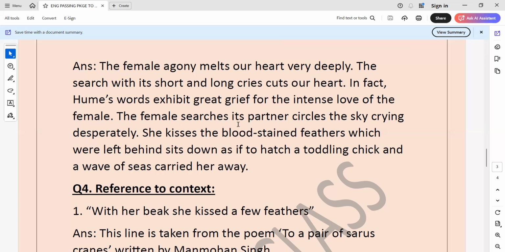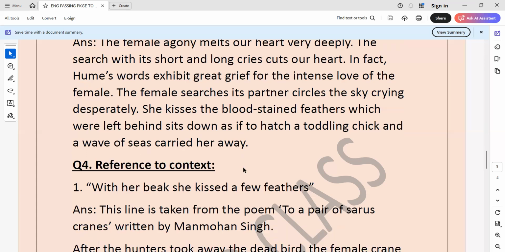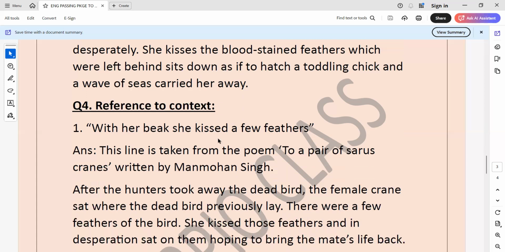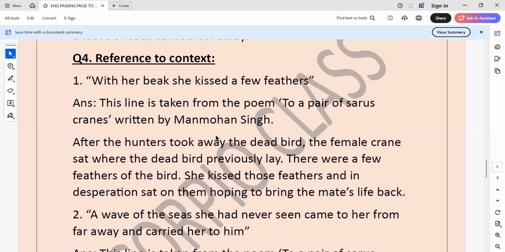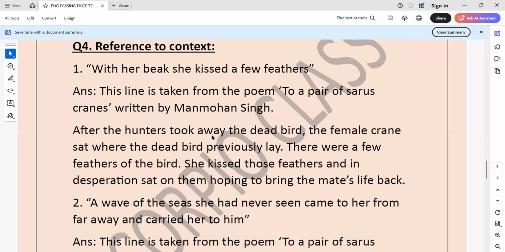The female searches for her partner, circles the sky, crying desperately. She kisses the blood-stained feathers which were left behind, sits down as if to hatch a toddling chick, and a wave of seas carried her away. Okay. So these are long answers. Now let's look at the reference to context from this poem. Again, this is going to be very important and a few of the questions are asked in the exams.